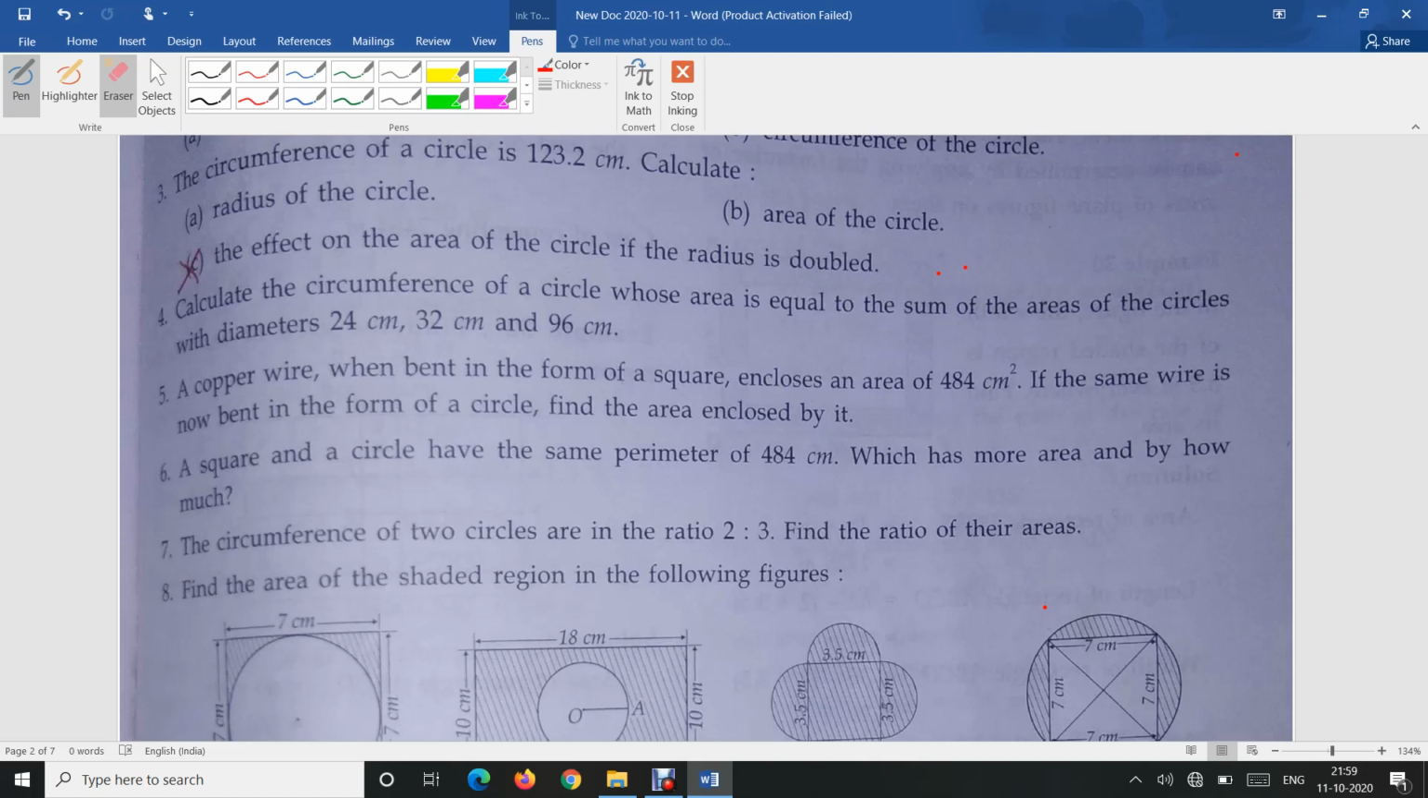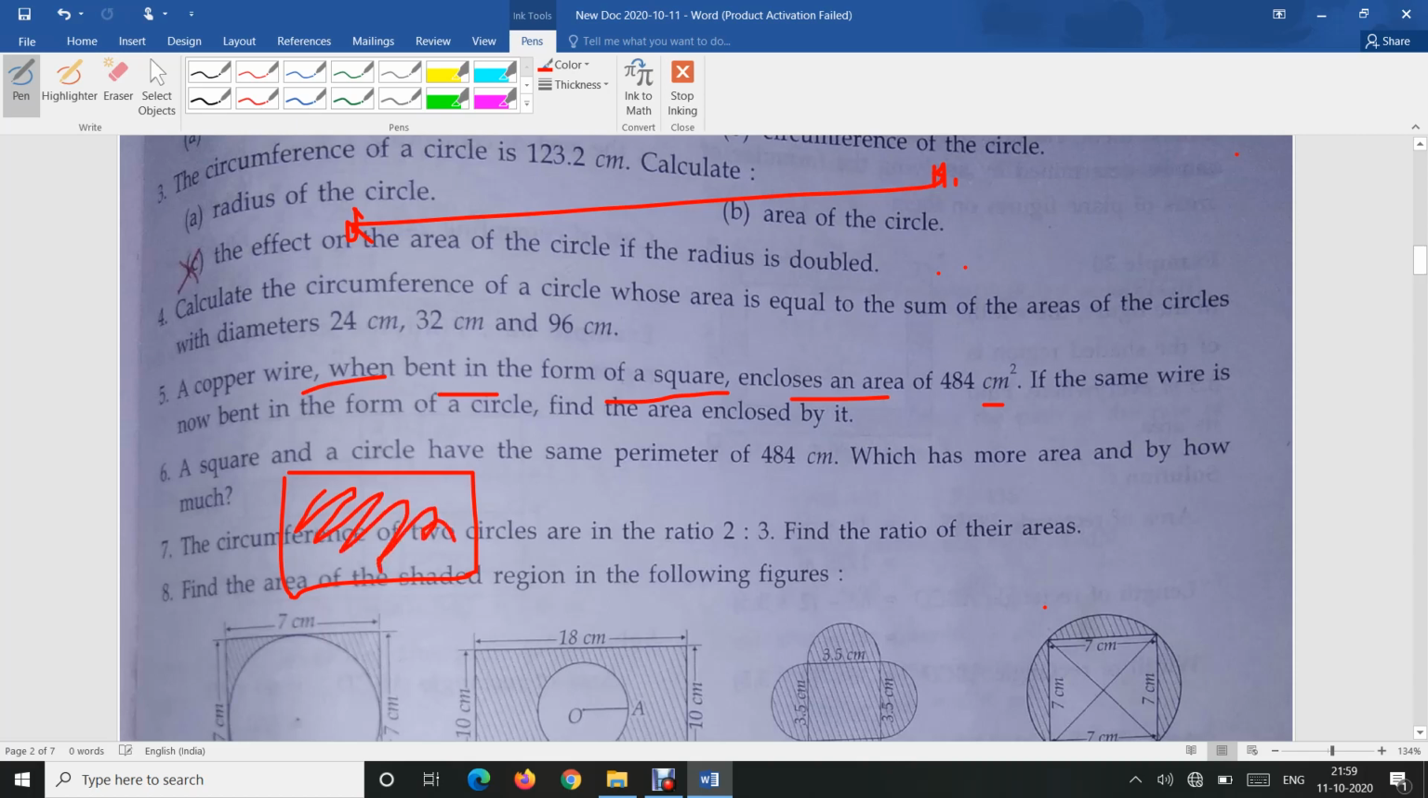Now let's see question number 5. The question says a copper wire when bent in the form of a square. There is a copper wire, okay, and you need to just bend it in the form of a square. It encloses an area of 484 centimeter square. The area of this square is given, and you know the area of a square is a square. So from here you can find the side of this square, and after finding the side, you can find the perimeter of this square.